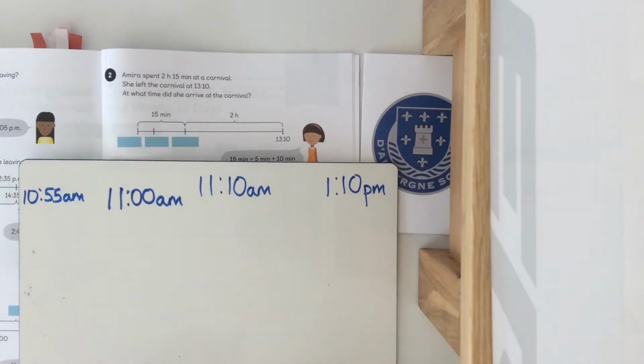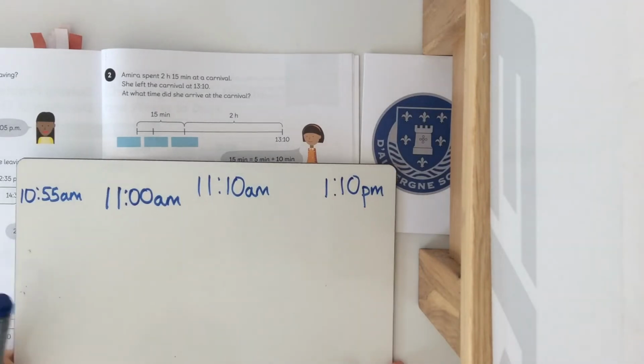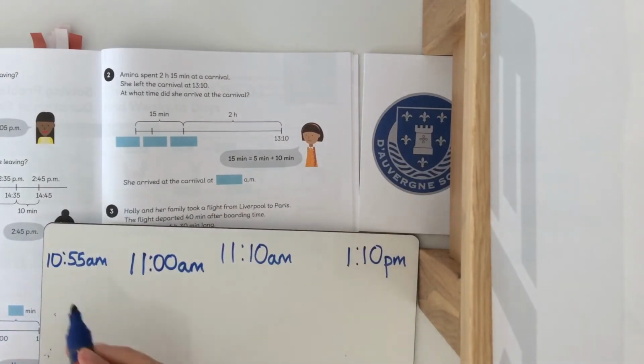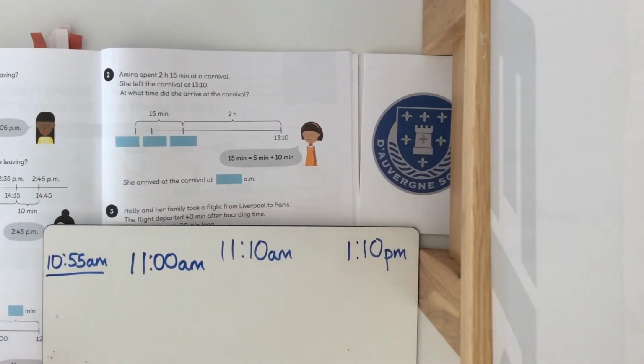a.m. It's a little bit trickier when you're counting backwards, okay, but that was in there to test you a little bit. Well done if you got that. So she arrived at the carnival at 11:55 a.m.